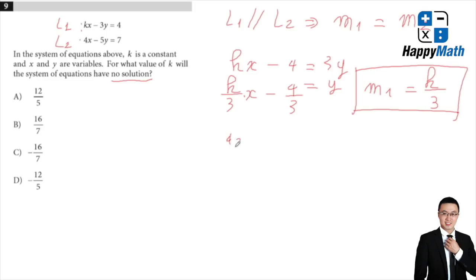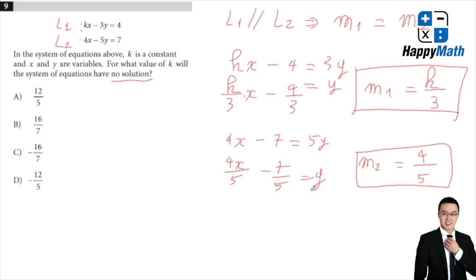And for the second one, minus 7, 5y. So the gradient of the second one is 4 divided by 5. The two gradients have to be equal. This means k divided by 3 equals 4 divided by 5. So it is quite easy to multiply by 3 and divide by 5. So 12 divided by 5 is the final answer.